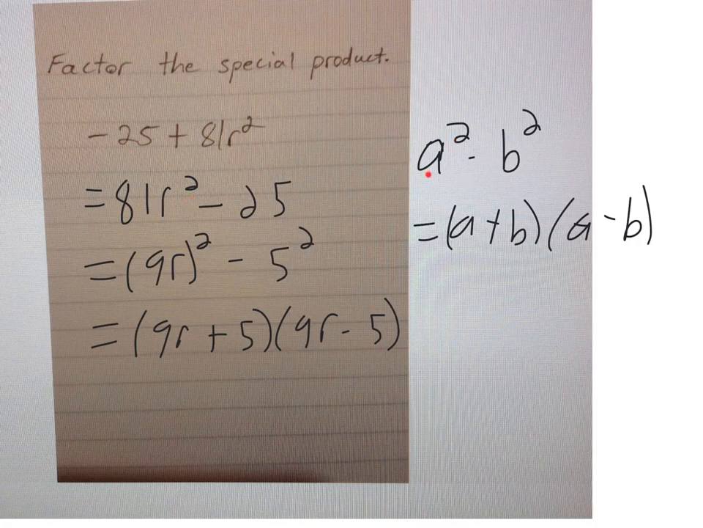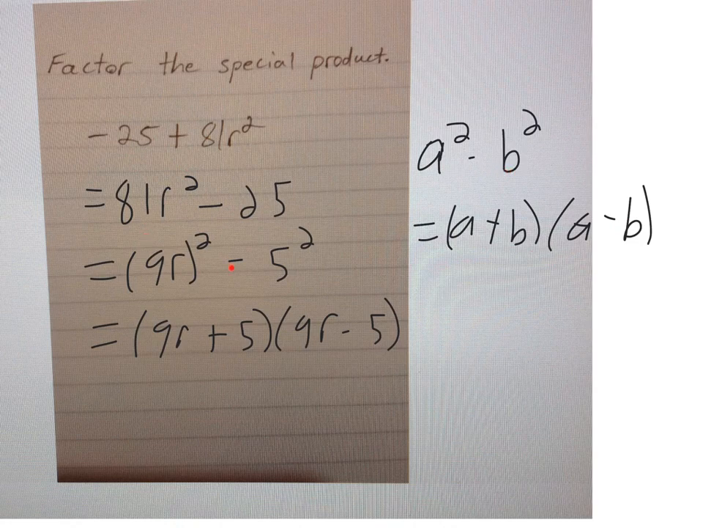Next, it's a special product, and to factor this is called the difference of two squares. This is a formula for the difference of two squares. When you have a squared minus b squared, it equals quantity a plus b, closed quantity, times quantity a minus b, closed quantity. You could check this by multiplying it out, and we'll come back to that.